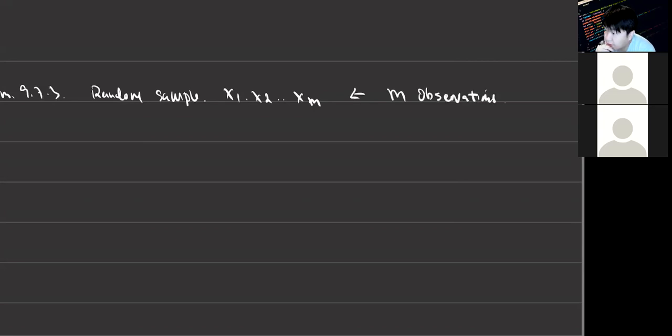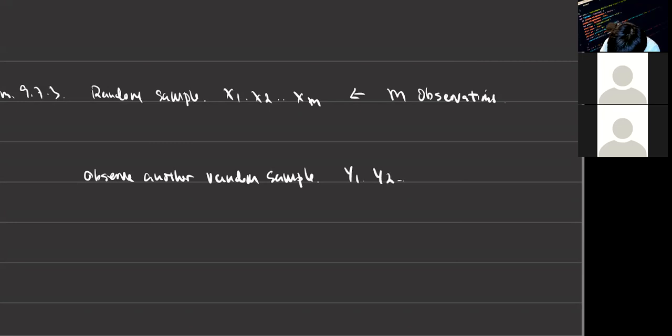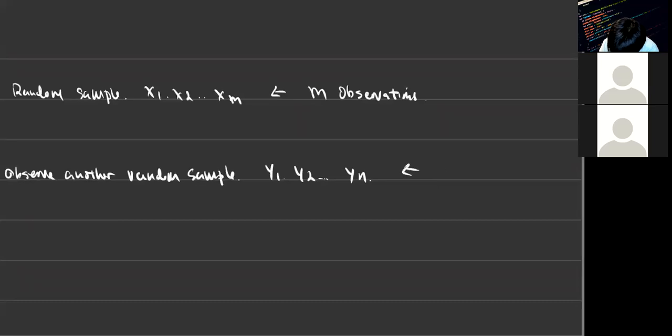And then same thing, you observe another sequence of random samples. Let's call them Y. So observe another random sample. I'm going to call it Y1, Y2. And maybe this other random sample has a different sample size, right? They don't have to be the same. So instead of M, we call it N. And maybe this means N observations.